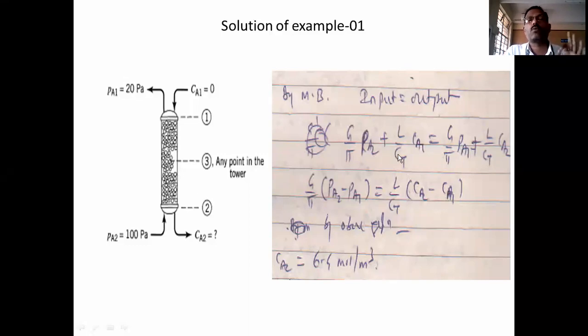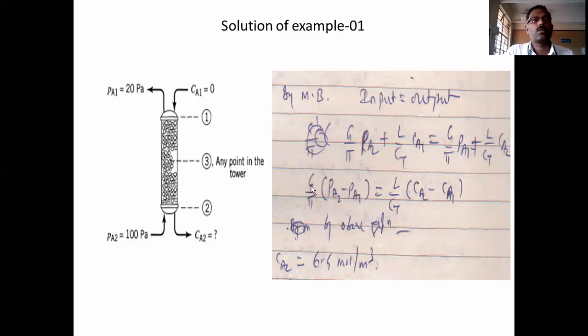Remember, this is pure water, so only straight mass transfer occurs. This is the design of the tower with straight mass transfer alone, so we use this derivation and equation here. From this equation we rearrange: G upon pi into PA2 minus PA1 is equal to L upon CT into CA2 minus CA1, and we use this equation.